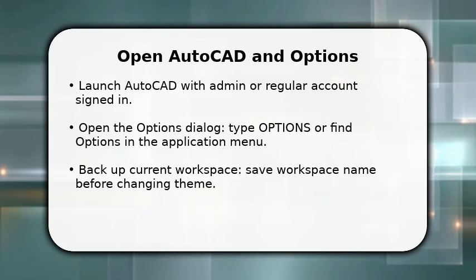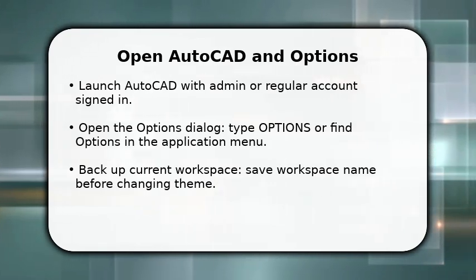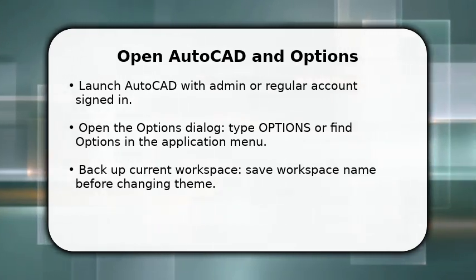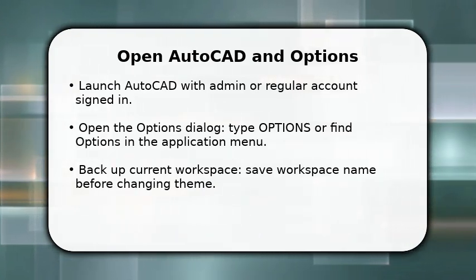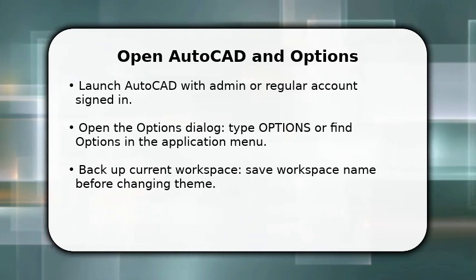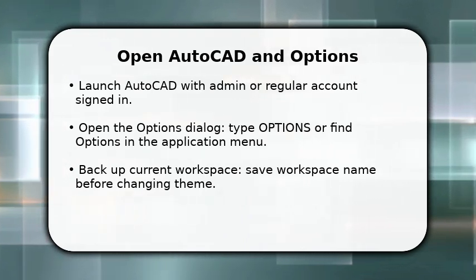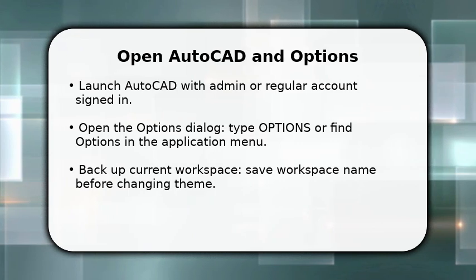You're starting in AutoCAD. Type OPTIONS, or open the application menu to reach the Options dialog now. Make sure your current workspace is saved so you can revert if needed. Once the Options window appears, move immediately to the Display or System tab where Appearance Settings live.